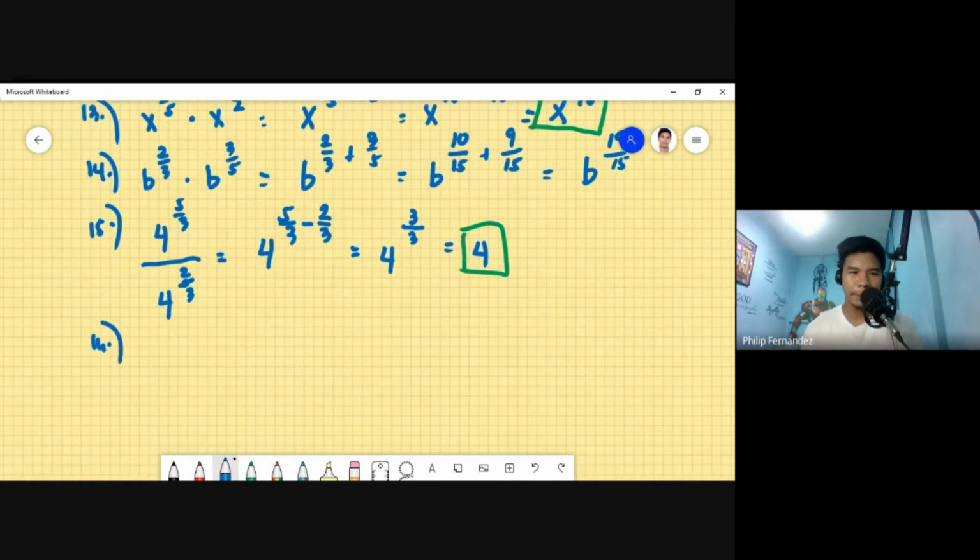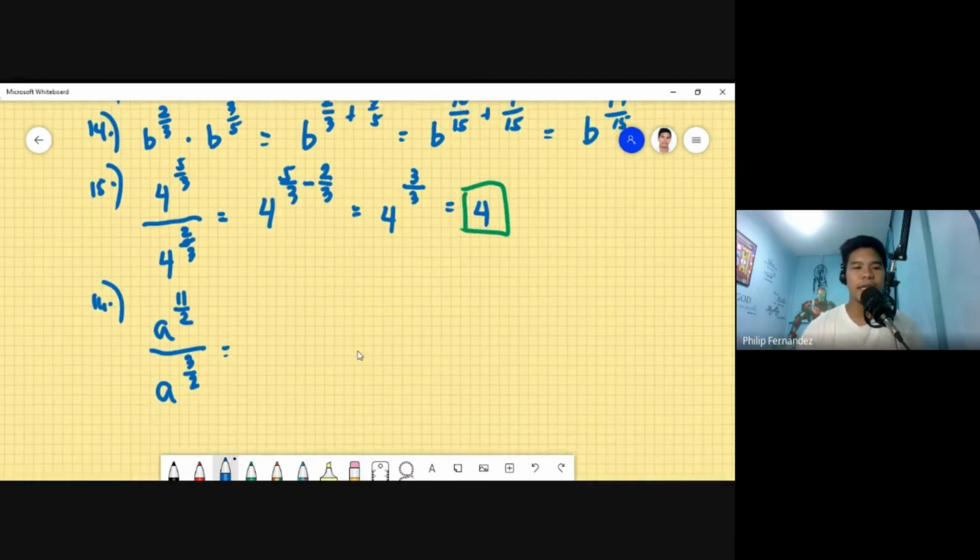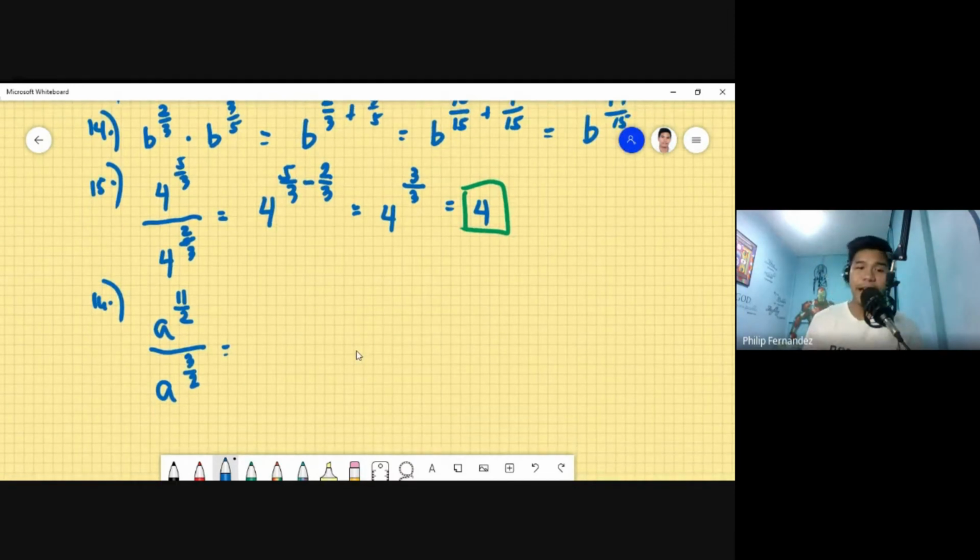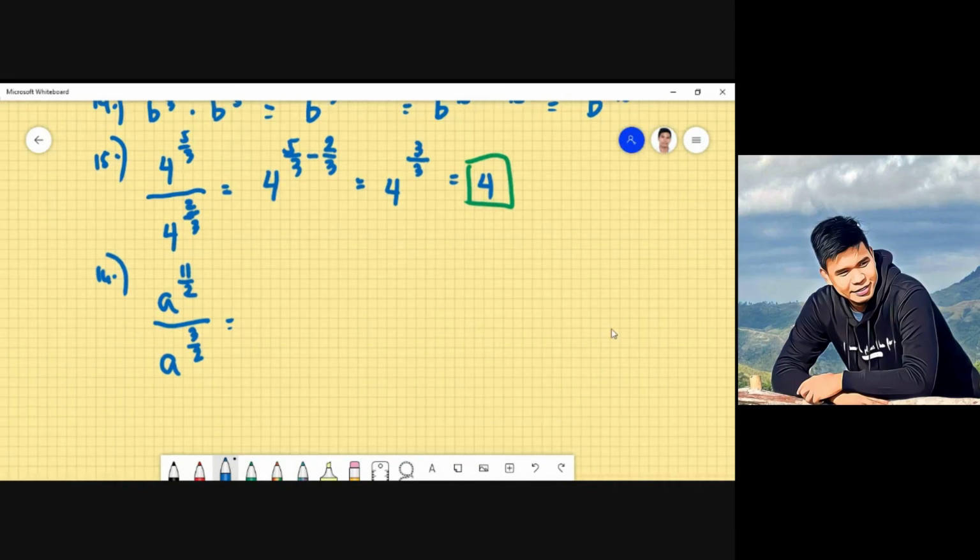16 tayo. Okay, let's say we have variable muna. A raised to 11 halves over a raised to 3 halves. Okay, go ahead. Sino gusto mag-recite? Similar fraction pa lang yan. That's just a similar fraction. So this time, iso-subtract natin.